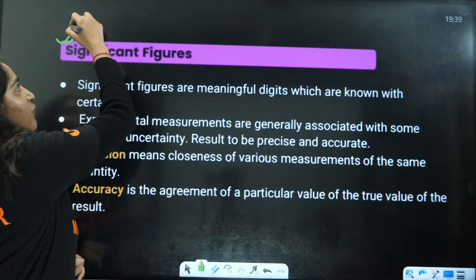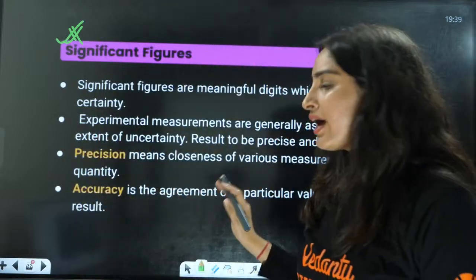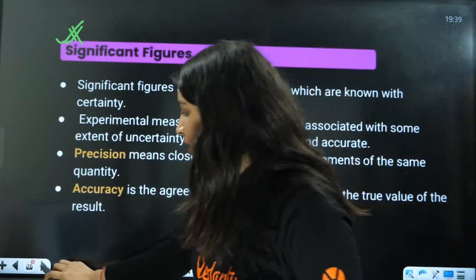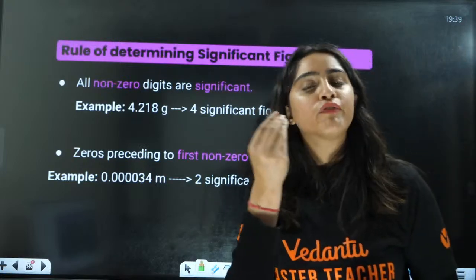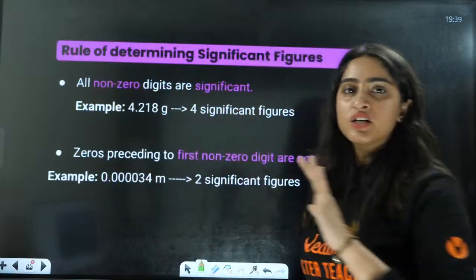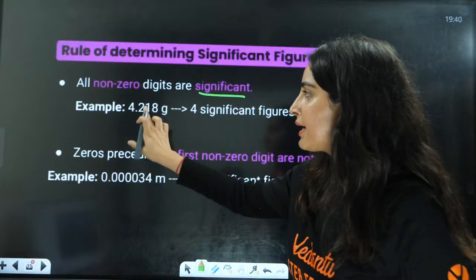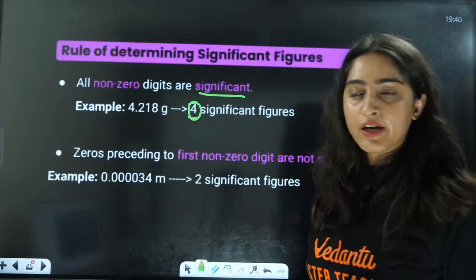Next is significant figures. So now they can ask you questions on significant figures. Again a very simple thing. What is a significant figure, everyone? Now, what are the rules here? Very 3-4 simple rules for significant figures. First is all non-zero digits are significant. For example, here we have 1, 2, 3, 4. Here we have 4 significant figures.